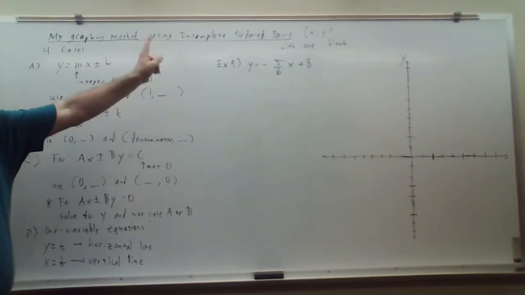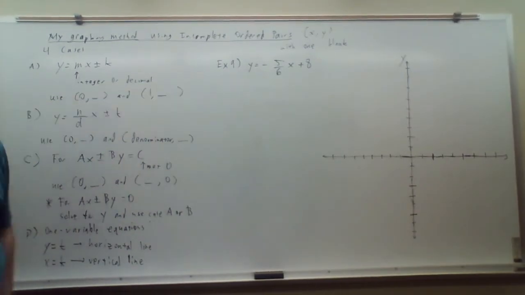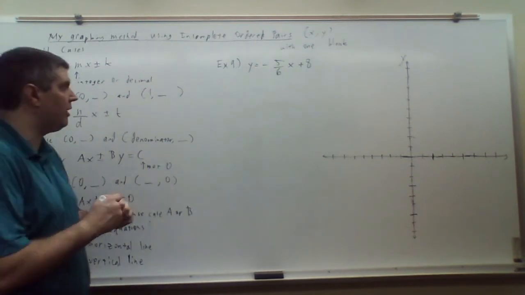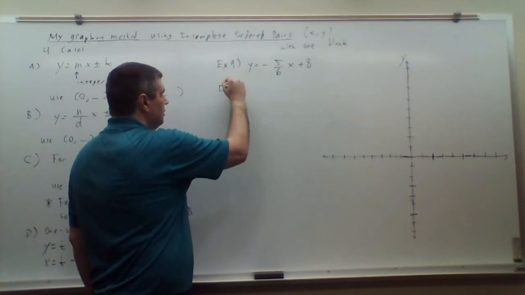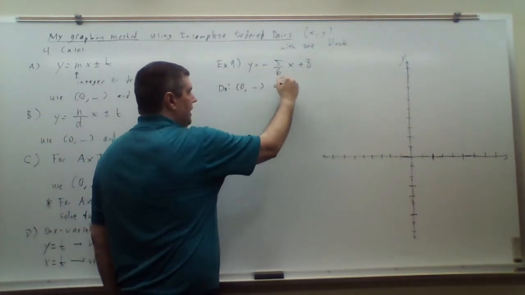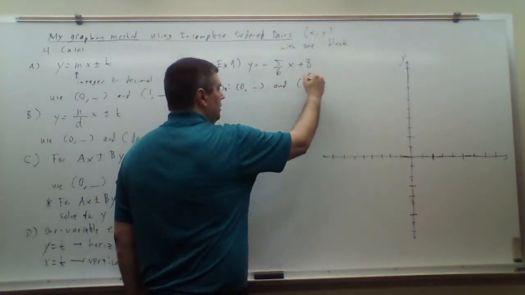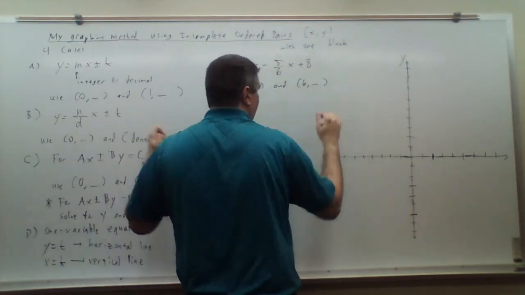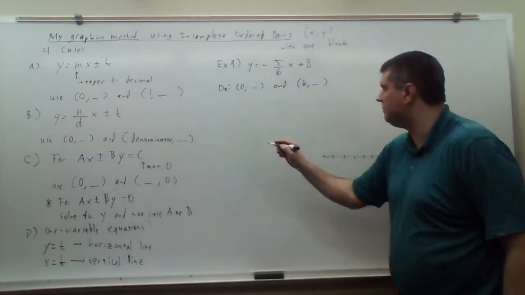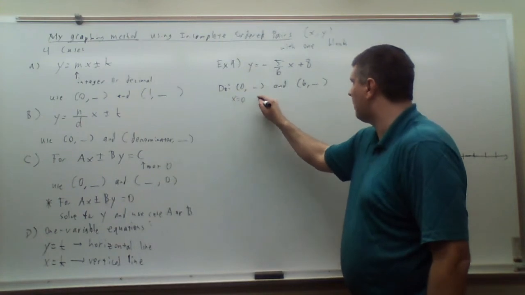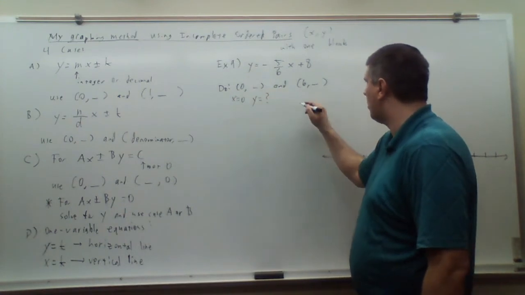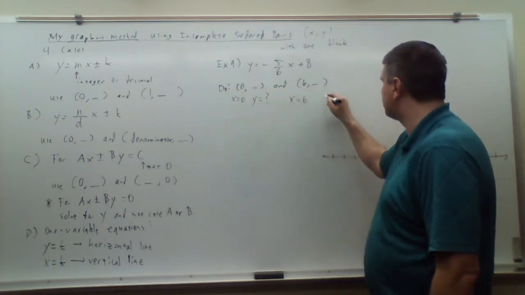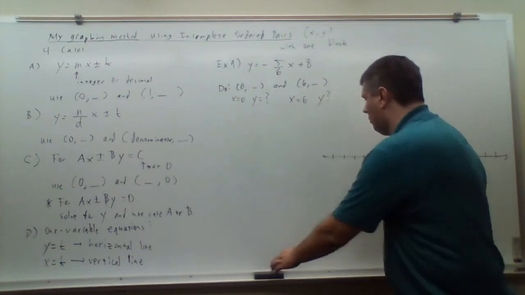All right, next up we have y equals negative 5/6 x plus 8. And of all the possibilities on this list, it looks like this one. So that's the one I'll go with. So, 0 blank, and the denominator is 6, so 6 blank. All right, so this one means x equals 0, y equals we don't know. This means x is 6, y is we don't know.